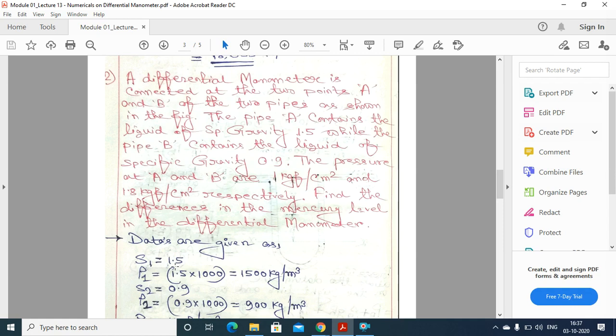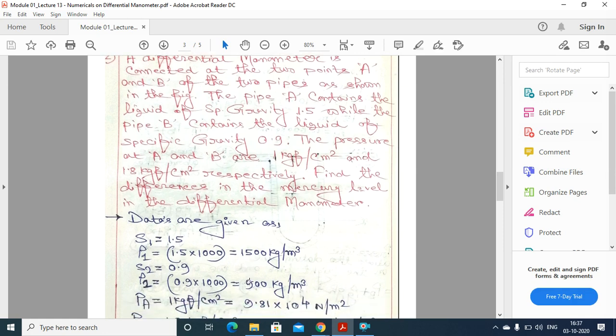So rho 1 is equal to 1.5 into 1000 is equal to 1500 kg per meter cube, because I have already told you that the density of the liquid is equal to the specific gravity of that liquid into the density of water. Then we will get the density of the particular liquid. So rho 1 is 1500 kg per meter cube, that is the density of the liquid.